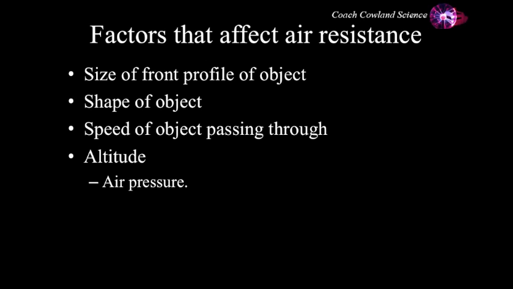Second, the shape of the object. Big squared things mean it's difficult for molecules of air to flow around them. Third is the rate at which the object is moving. The altitude and hence the air pressure also has an effect. The higher the altitude, the lower the air pressure. This means that the air pressure is low, there are fewer air molecules for the object to pass through, and hence there are fewer interactions to cause resistance.